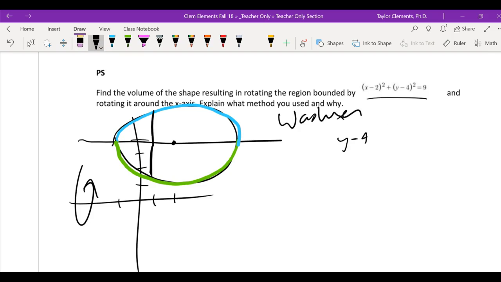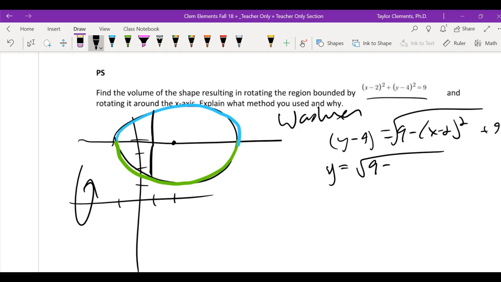Move that over there. I get y minus 4 squared equals 9 minus x minus 2 squared. Square root, and then that gets rid of that. Okay, square root all that. That gets rid of the square. And then I'm going to add 4 outside there. So I get y equals the square root of 9 minus x minus 2 squared, plus 4 on the outside. Now that just gives me this blue one right here, though.